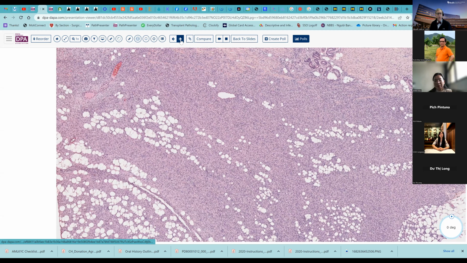And of course, this is a low-grade malignancy, usually only locally recurrent. Metastases are rare, but it's still potentially aggressive locally.